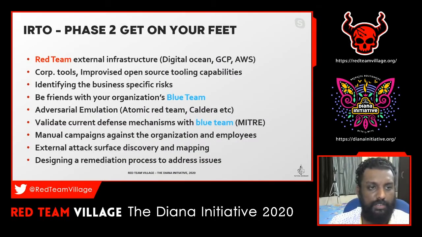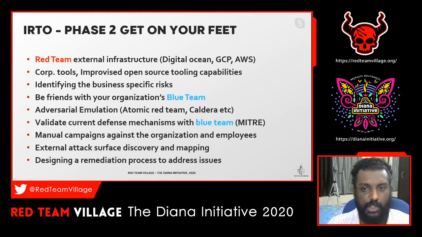This is phase 2 of the IRTO, Internal Red Team Operations Framework. We need external infrastructure that includes not only cloud infrastructure, but also domain names, email services, email hosting services, and so on. External infrastructure is essential to mimic an adversary's actions. For the beginning, just start with open source C2s, open source command and control servers, implants, frameworks, and other tools. We can modify this tooling based on your requirement.